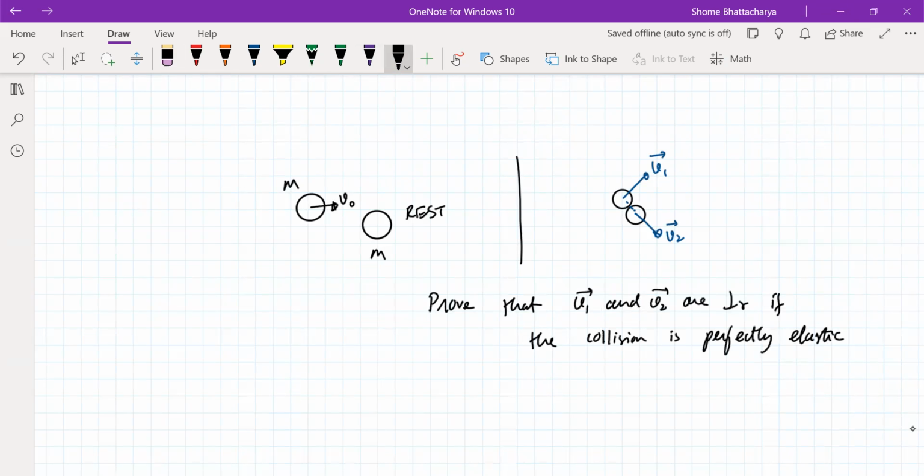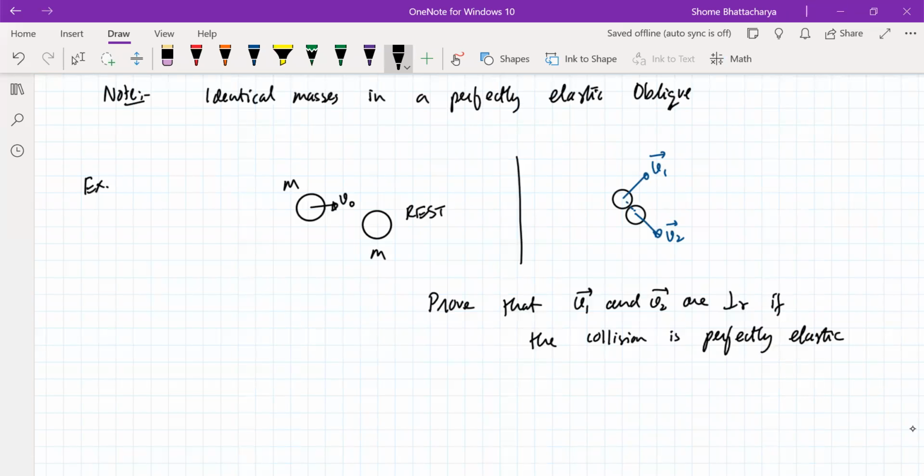So we are also doing this as an example, but this will now become a general statement that identical masses in a perfectly elastic oblique collision always have final velocities perpendicular. So let us look at the proof of this.